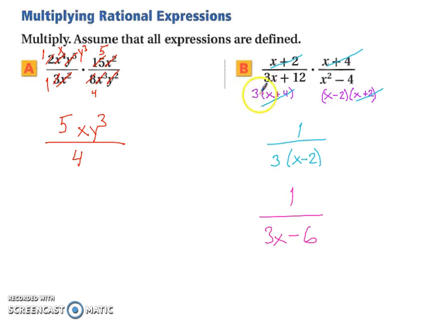So hopefully you all noticed that the only way to do this one was to factor. The numerator here we can't factor any further, and the denominator we can. So we can factor out a 3, leaving us with x plus 4. And then we have a difference of 2 squares here, so we have x minus 2 and x plus 2. We can cancel out the x plus 2's. That leaves you with 1 over 3 times x minus 2, because remember we're multiplying. And then we can just distribute the 3, which leaves you with this.